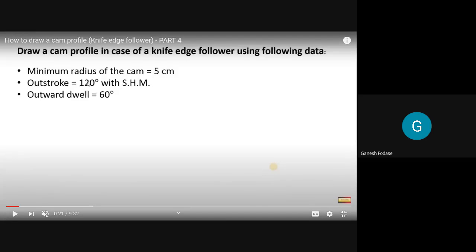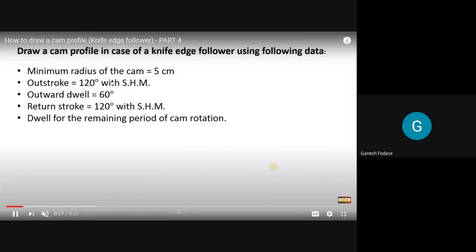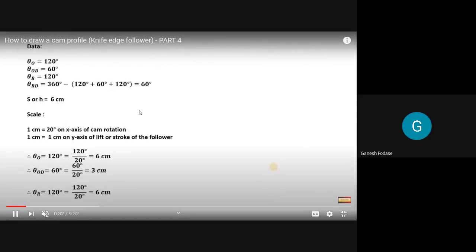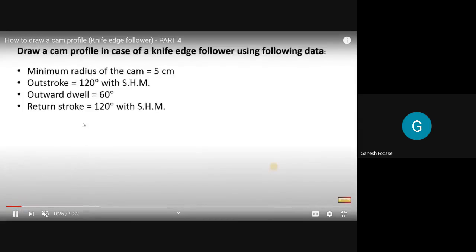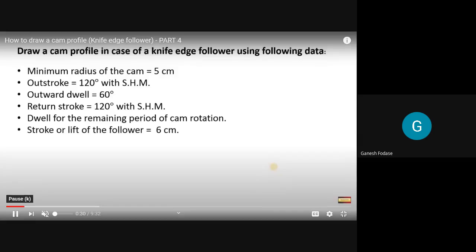So here theta O is 120 degree and it is with SHM. For the dwell period, there is no motion as the follower is stationary. The return stroke is given, again 120 degree with SHM. So both motions, rise and return, occur with simple harmonic motion. You can check one more thing here. What is given next? Rise angle given, return angle given, dwell angle given, both motions are SHM. So we come to know which type of motion it is.